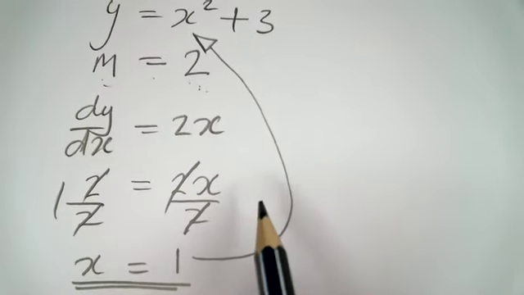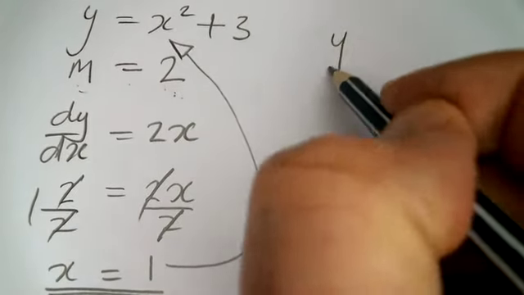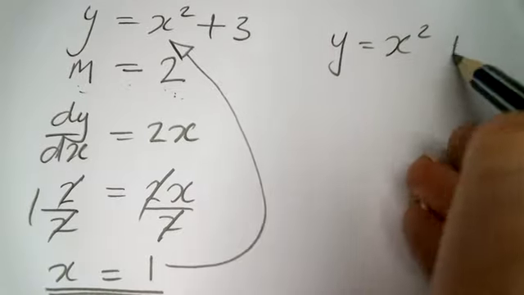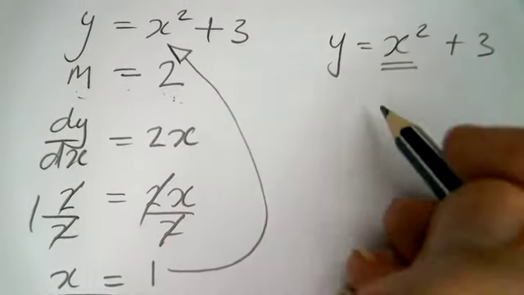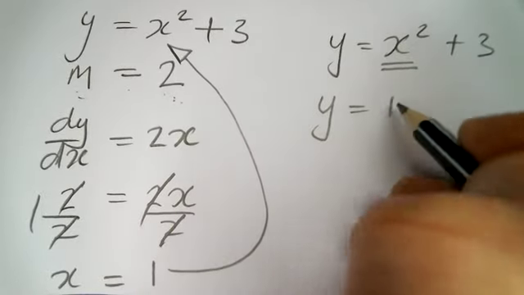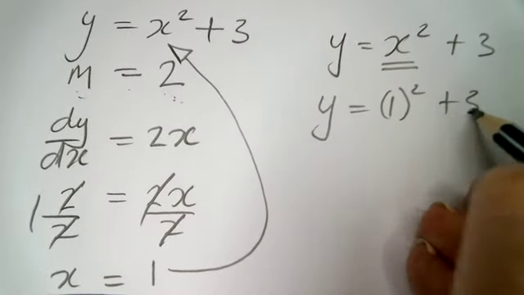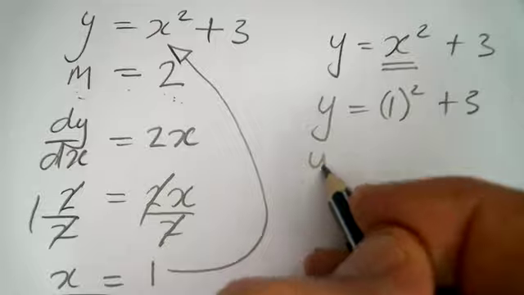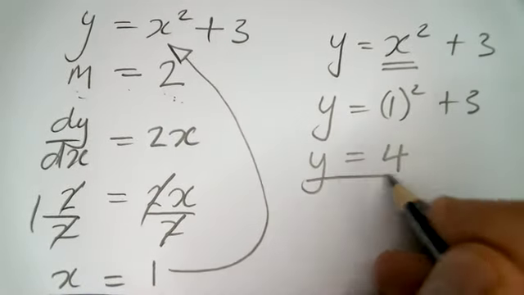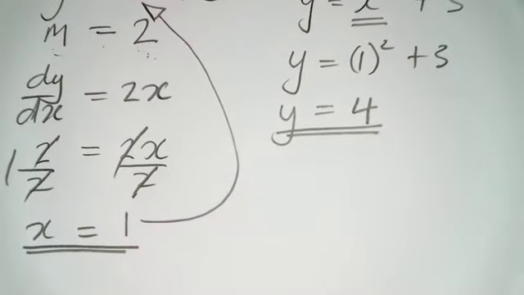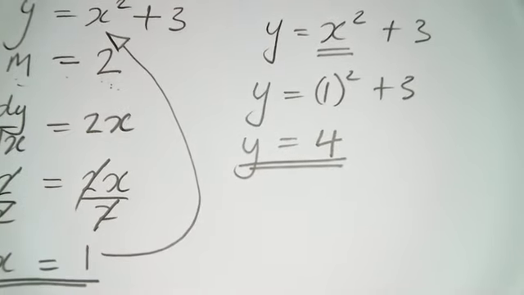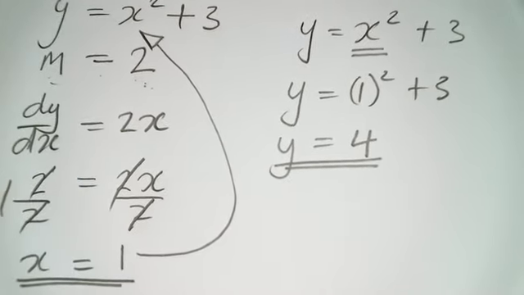So let's do that now. So I'm going to restate it. Here we go. y is equal to x squared plus 3. I'm substituting the x value, 1, in for the x value, so y is equal to 1 squared plus 3. Well, 1 squared is 1, plus 3, y is 4. Now, really important at this point, not to say, well, x is 1 and y is 4, but write it as an ordered pair. In other words, we're going to write it as a set of coordinates.